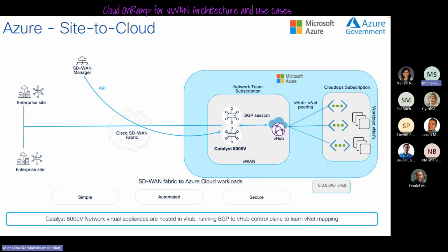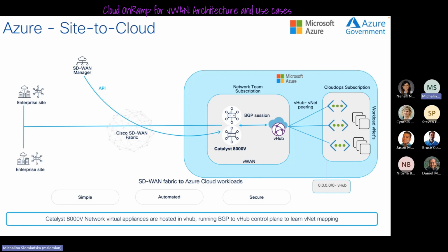We are creating vHub and we are creating Catalyst 8000V and the connectivity between them. And probably when you look at the slide, you're asking yourself, oh, but there are two virtual appliances from Cisco. What about the scale? I need more. And don't worry about that. I can already answer that question before you're worried about that.